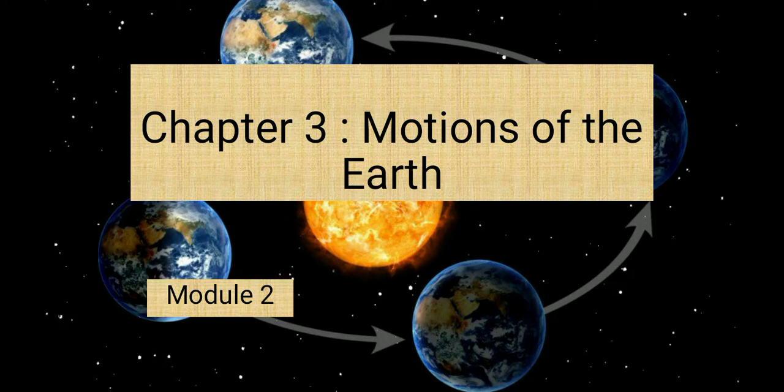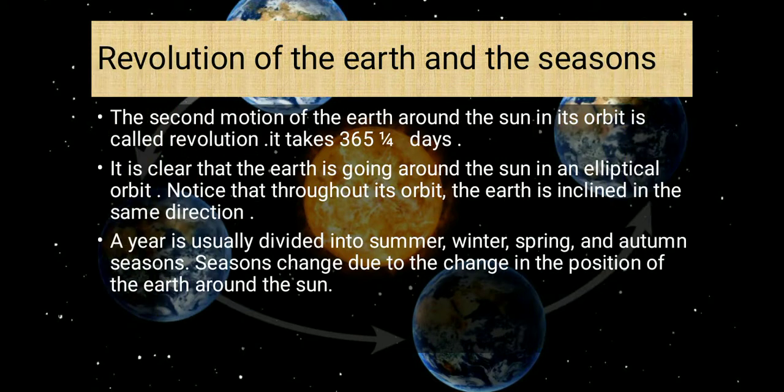As in our previous module, we have understood two different motions of the earth, that is rotation and revolution. In detail, we understood the first motion of the earth, rotation of the earth, and we understood the orbital plane, the circle of illumination, and what can happen if the earth does not rotate. Today we will see in our second module the revolution of the earth and the seasons.